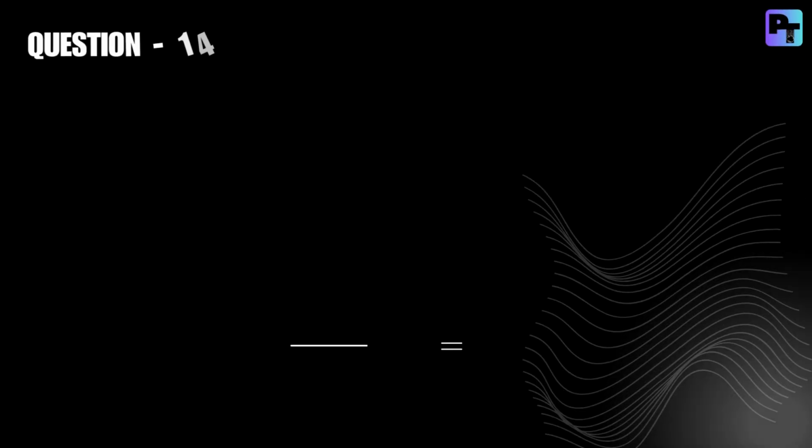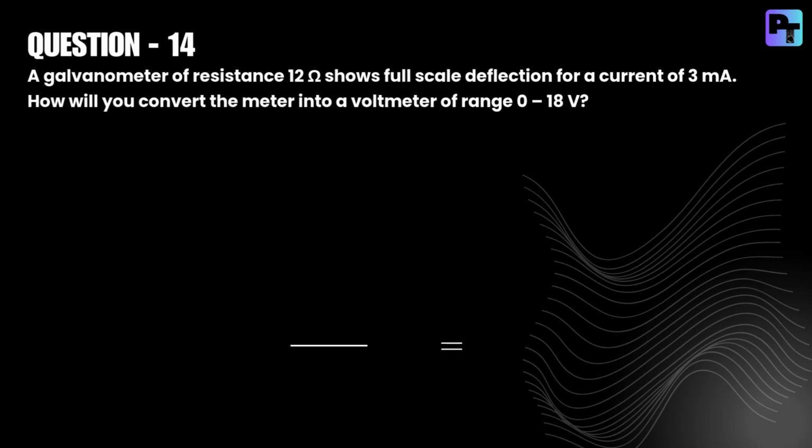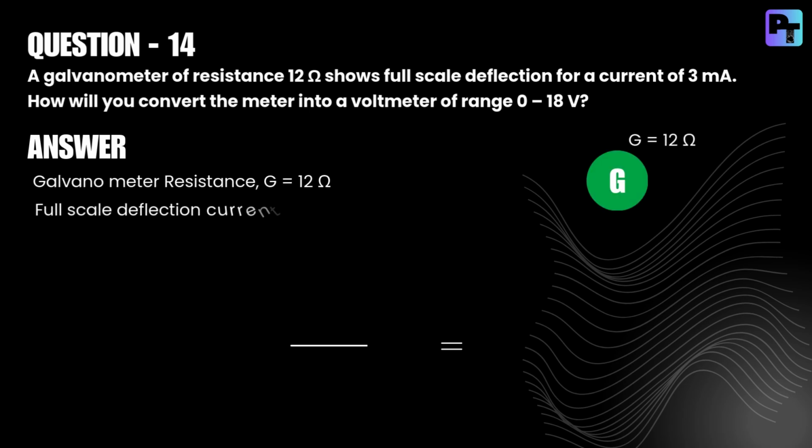Question 14. A galvanometer of resistance 12 ohms shows full-scale deflection for a current of 3 mA. How will you convert the meter into a voltmeter of range 0-18 volts? Answer. Here, we consider a galvanometer of resistance 12 ohm. Its full-scale deflection current is 3 mA. Question asked is, how to convert this galvanometer to a voltmeter that can measure a maximum voltage up to 18 volt.